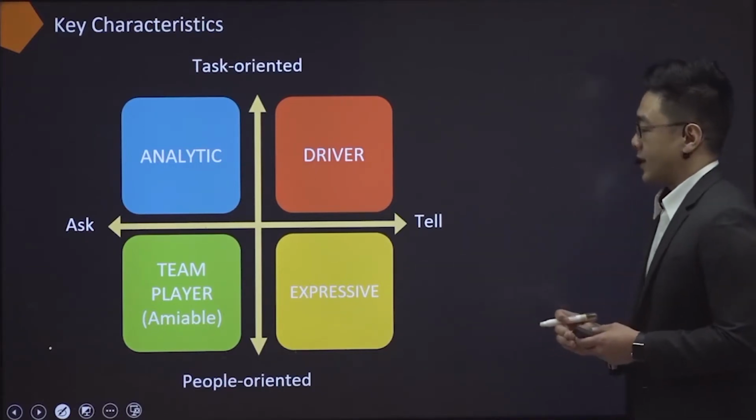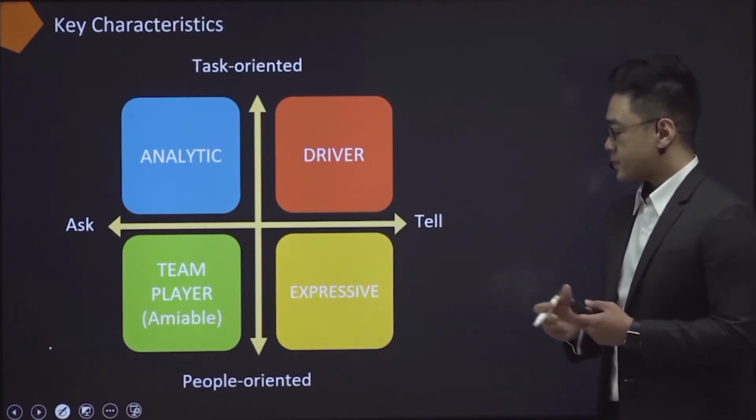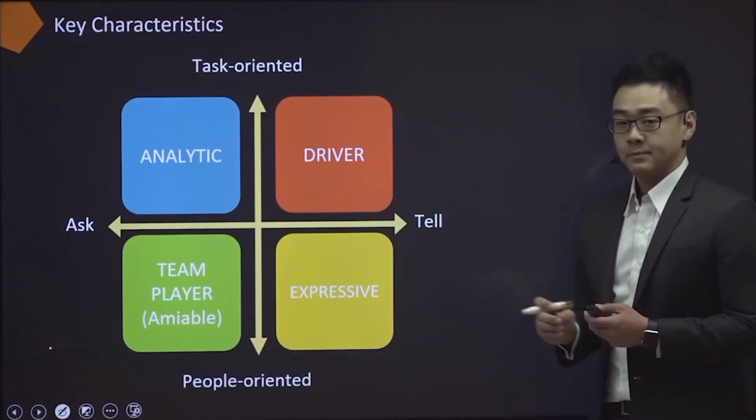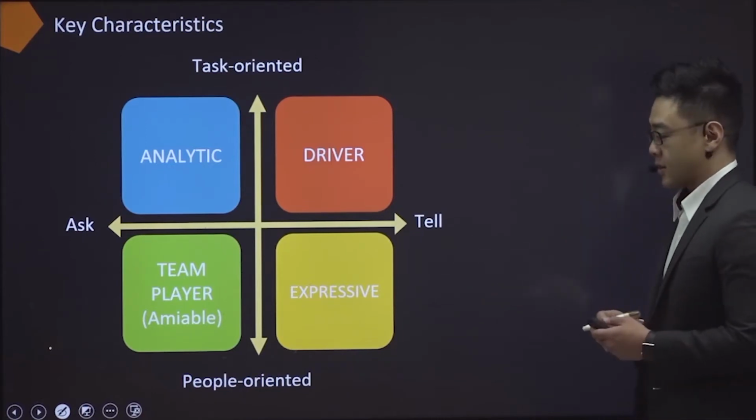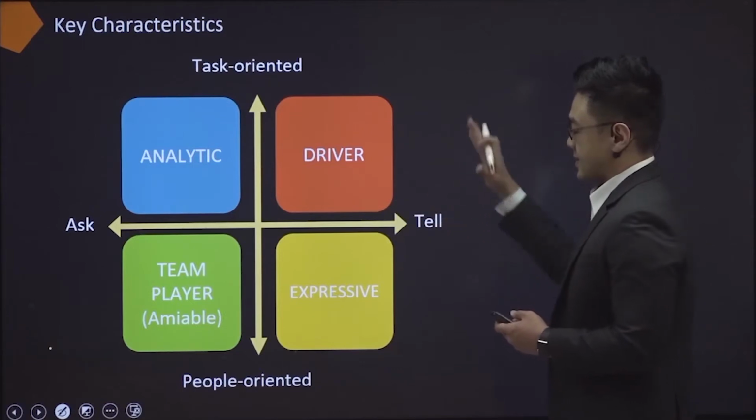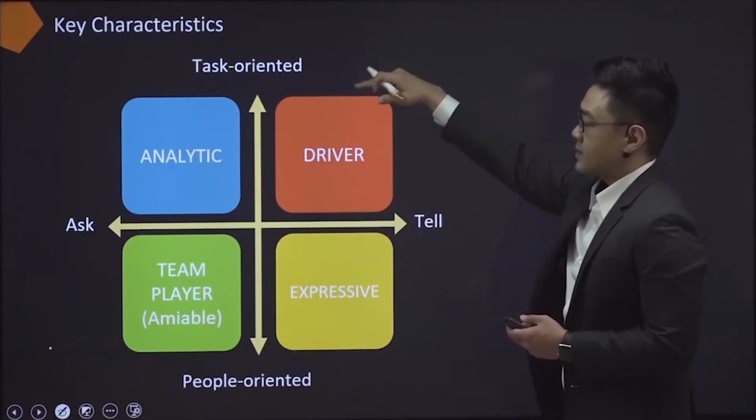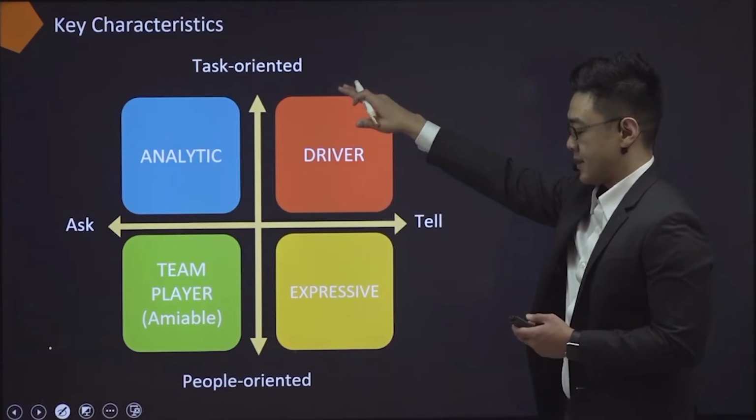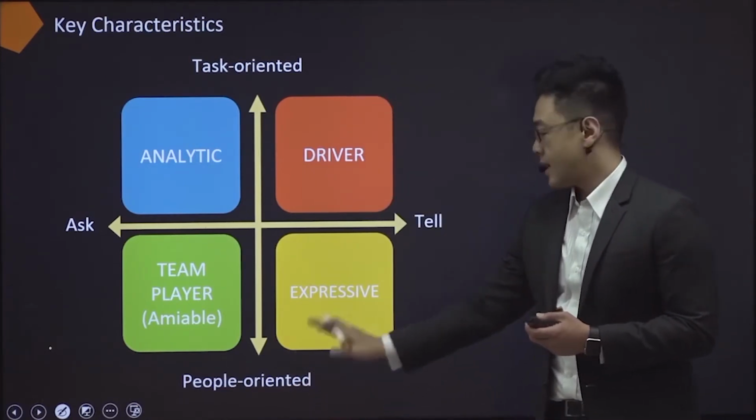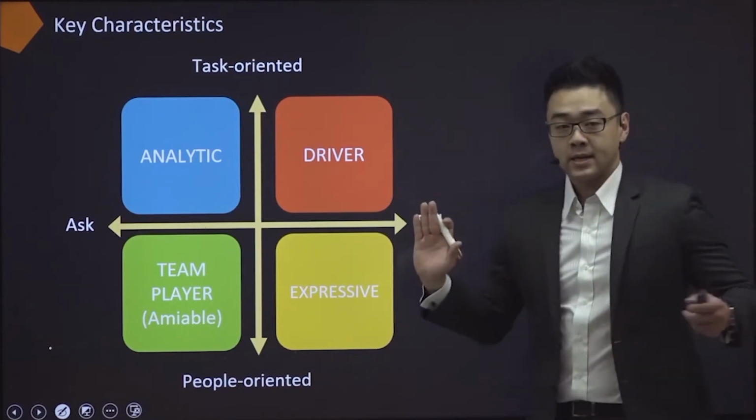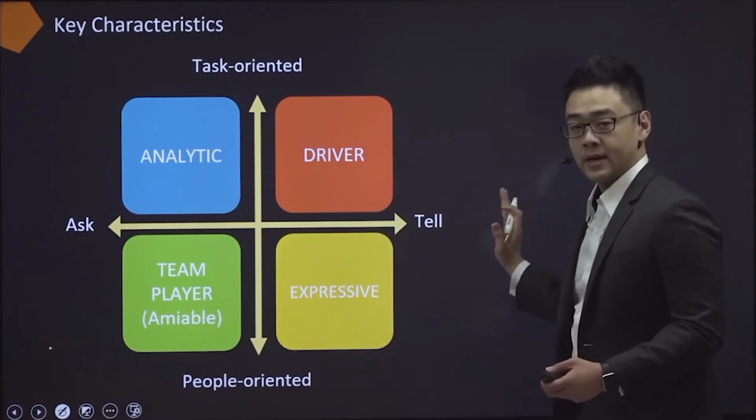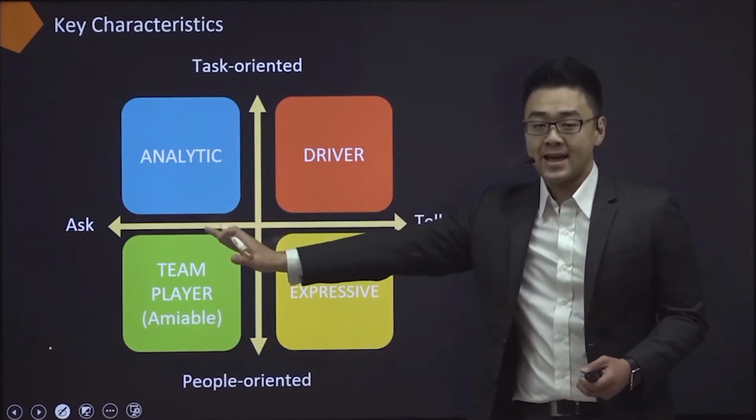And the first one is the driver. And we also have expressives and analytic and team player. And some tests call them amiable. So as you can see in the axis, the top is task-oriented, and at the bottom is the people-oriented type. And to my left, it's the tell type. And to the right is the ask type.